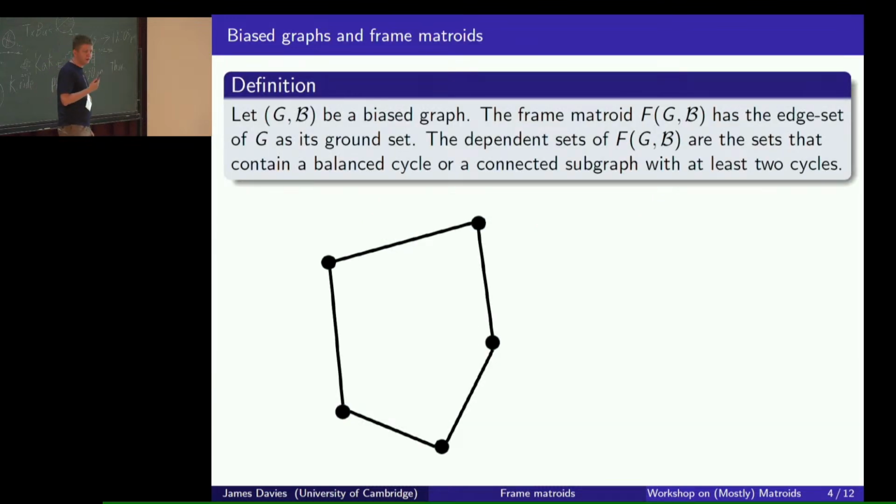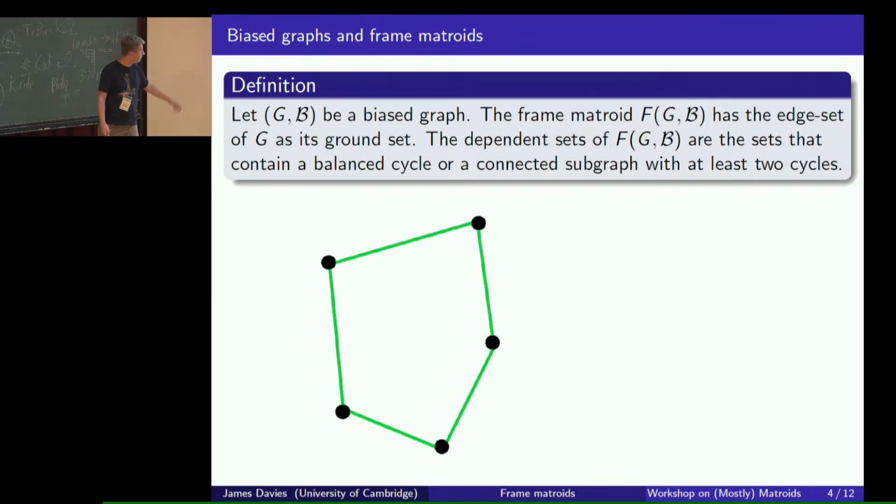Now you can define a matroid from this. The way you define it is your ground set is just going to be the edge set of our graph. And now the dependent sets are going to be the sets that either contain a balanced cycle or contain a connected subgraph with at least two cycles. So if all of our cycles were balanced, then this is exactly just recovering graphic matroids. It's just saying that the circuits are your cycles. But to get a feel of things, let's look at what the circuits can look like more generally.